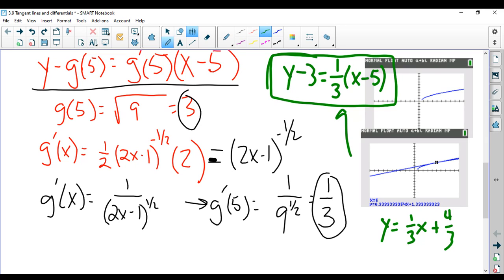If you don't have a graphing calculator, that's fine. You have Wolfram Alpha. So go to Wolfram Alpha and just type in the tangent line to y equals the square root of 2x minus 1 at 5. So it will translate it, and it will give you the answer that we just got. y equals x over 3 plus 4/3.